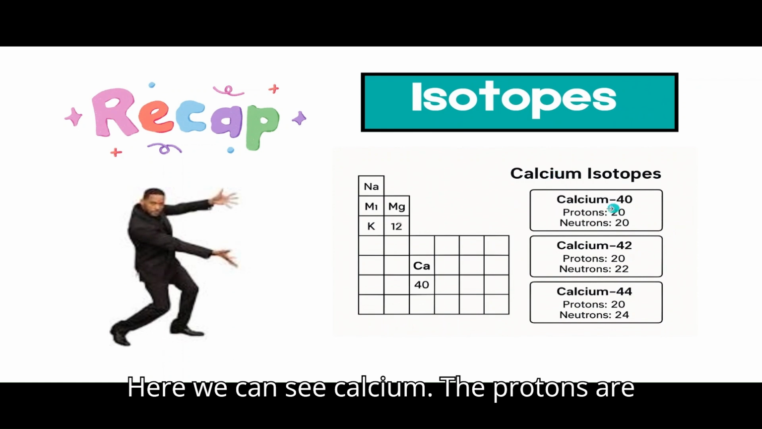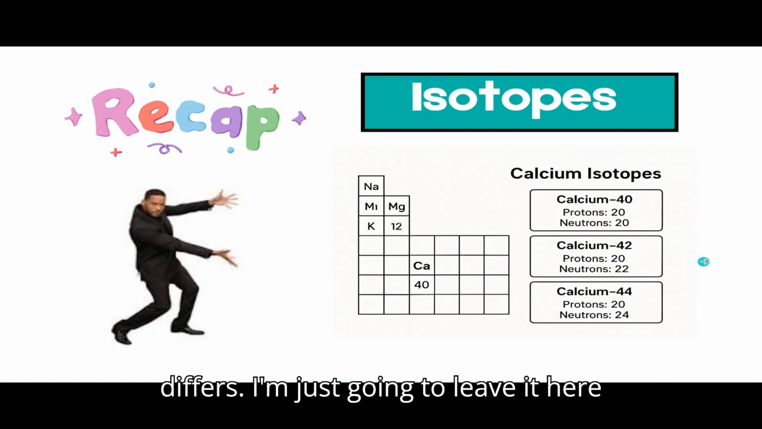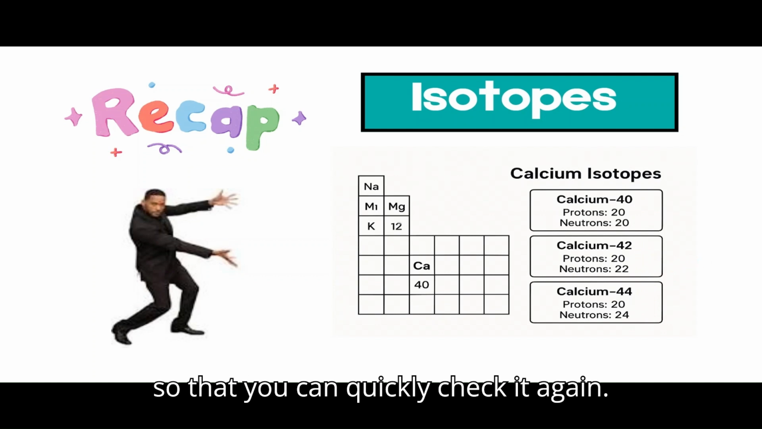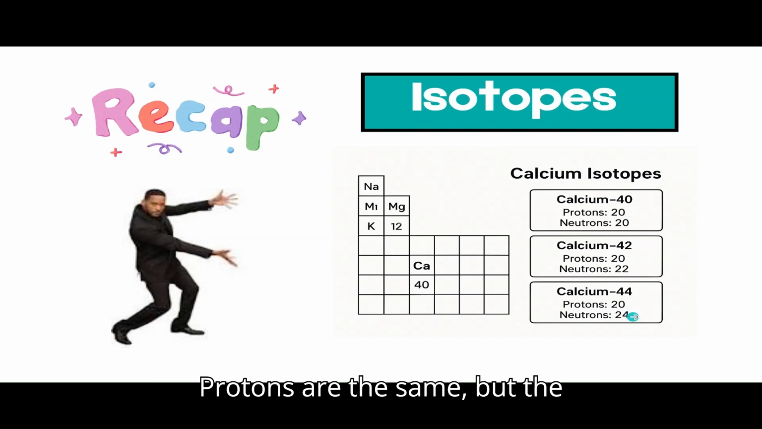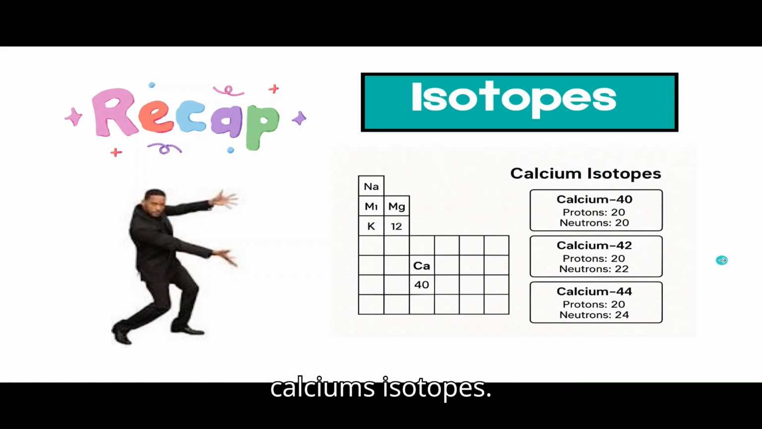Here we can see calcium. The protons are all the same, but the neutrons, the mass number, differs. I'm just going to leave it here so that you can quickly check it again. Protons are the same, but the mass number differs. They're all calcium's isotopes.